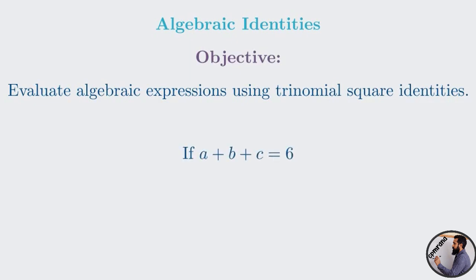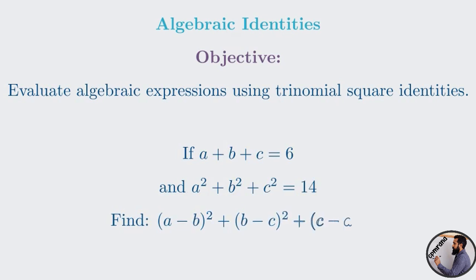If a plus b plus c equals 6 and a squared plus b squared plus c squared equals 14, then find the value of (a minus b) squared plus (b minus c) squared plus (c minus a) squared.